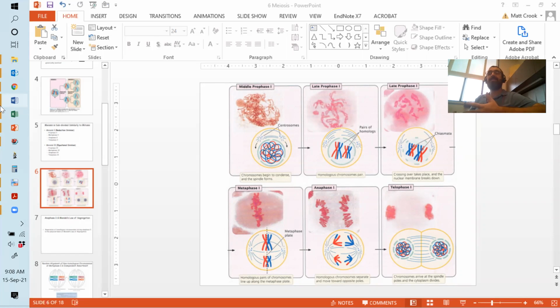And so this alone, even before talking about crossing over or recombination, generates an enormous amount of diversity in the gametes, right? So that's a huge part of the randomness of meiosis, generating that genetic diversity in the next generation.